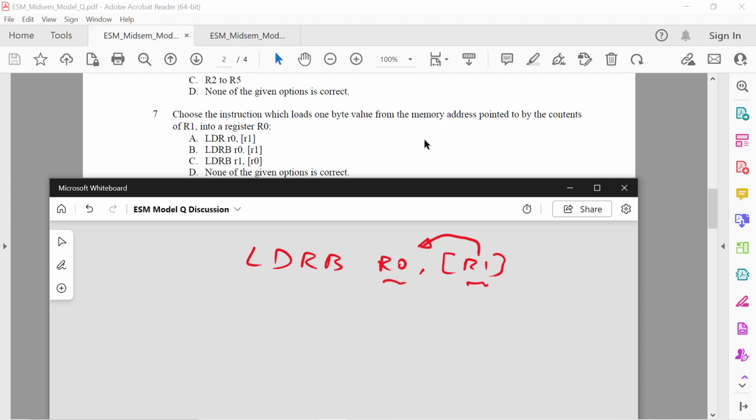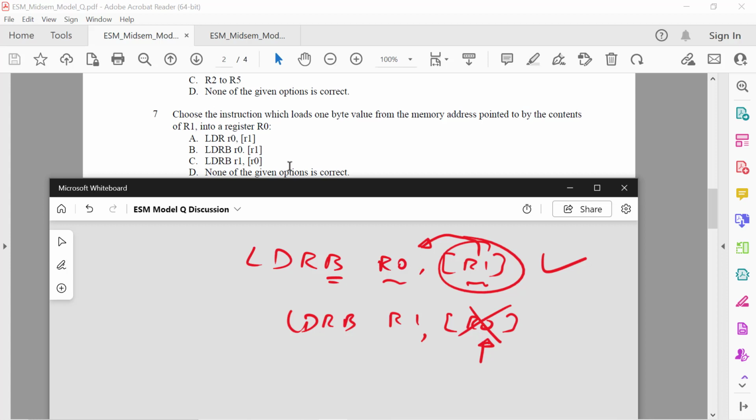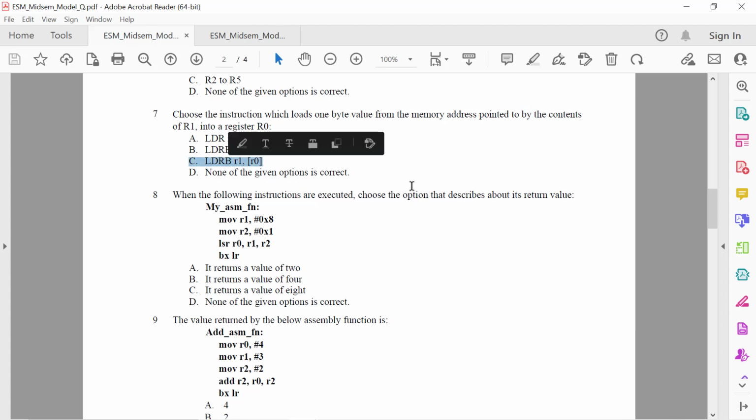I happen to write the correct answer because B has to be there, of course, but there are two instructions which have B. The other one is [R1] and R0. Whatever is within the square bracket is the address pointed to. Now this says the memory address pointed to by the contents of R1. It's not saying R0. So this instruction is not valid. The one inside the square bracket matters, so you have to be a little careful. You might make a mistake and pick this one as the right answer, which is incorrect. So B is the correct answer here.